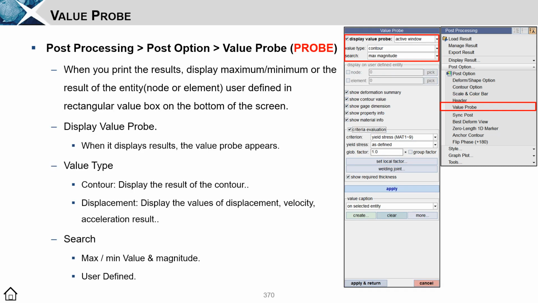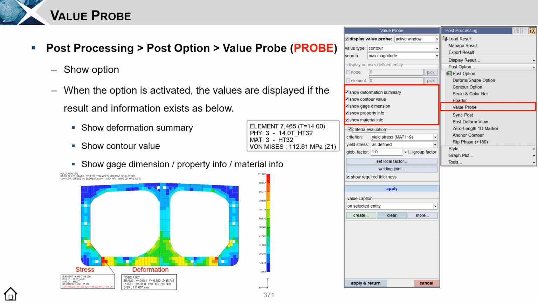The Value Probe command is a function that displays the maximum-minimum value of the on-screen model or the result value of a user-defined entity in the square box at the bottom of the screen. When you turn on the Display Value Probe switch, the Value Probe box appears in the bottom left-hand corner of the screen. With value type, you can display the value of the contour result or deformation results such as displacement, velocity, acceleration. When the show option is enabled by the user, the information and result values are displayed together on the screen.